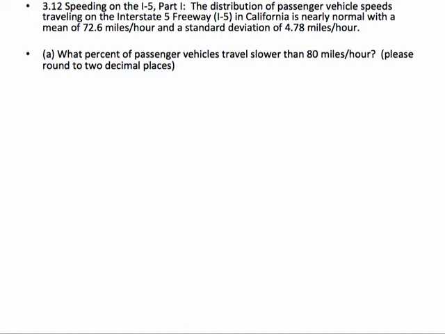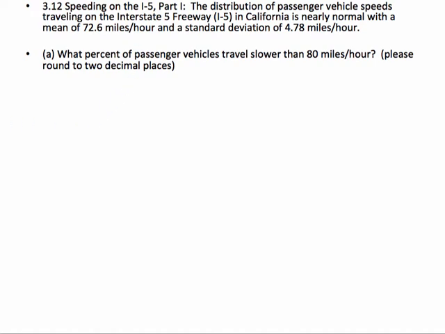So we've got a distribution of passenger vehicle speeds traveling on Interstate 5, I-5 in California, is nearly normal with a mean of 72.6 miles per hour and a standard deviation of 4.78 miles per hour. What percentage of passenger vehicles travel slower than 80 miles per hour? Please round your answer to 2 decimal places.